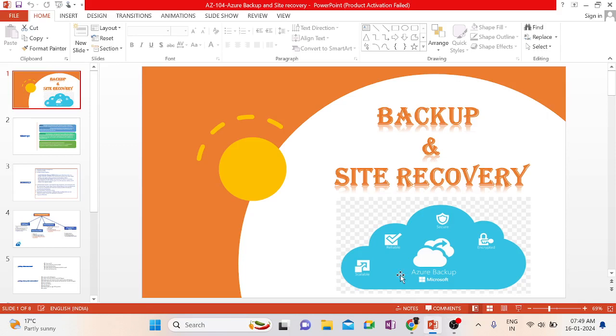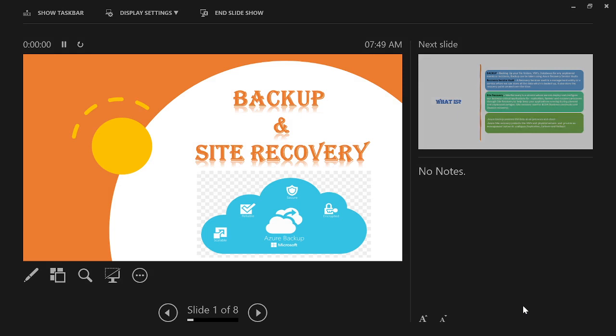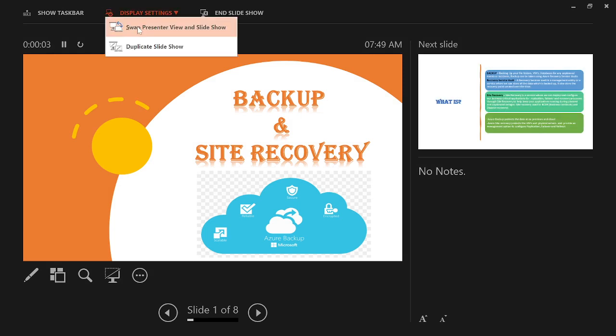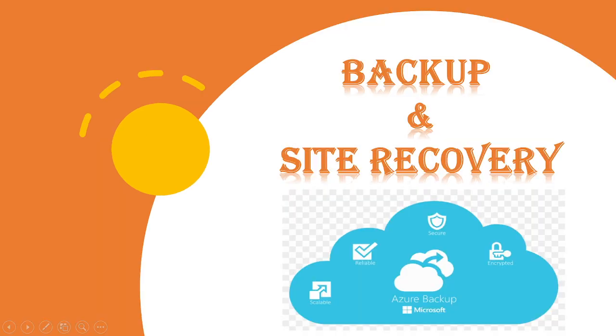So today's topic is backup and site recovery. If I talk about backup and site recovery in the cloud, we have a service called the Recovery Services Vault. In Azure, it is a service using which you can take the backup of the applications, the data, or the database. You can take backups of all the services using the Recovery Services Vault.